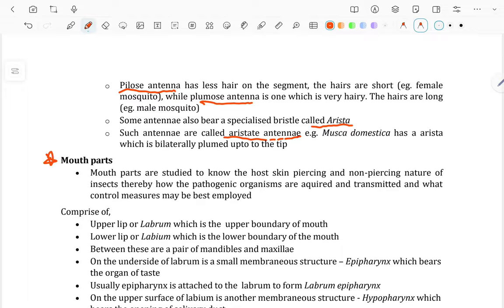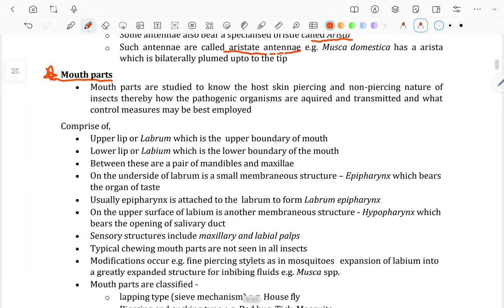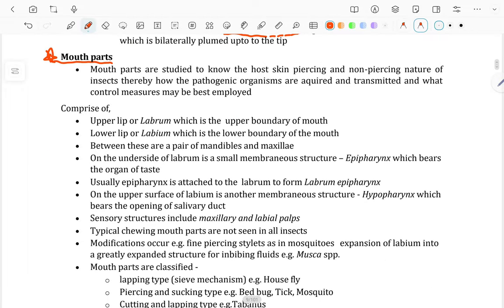Mouth parts are studied to know the skin piercing or non-piercing nature of the insect, thereby how the pathogenic organisms are acquired and transmitted and what control measures may be employed.